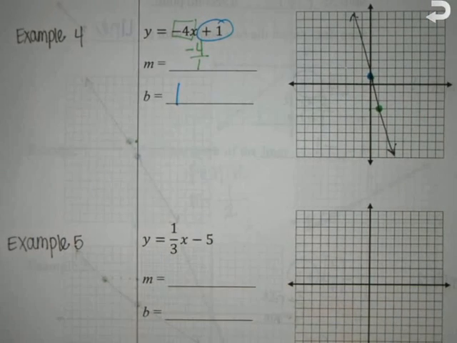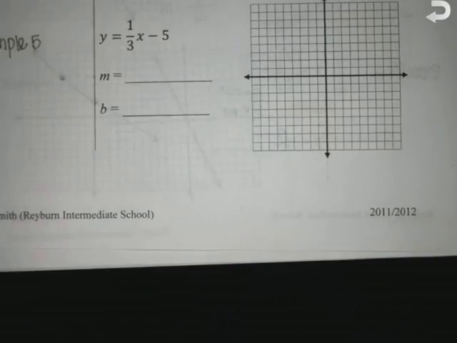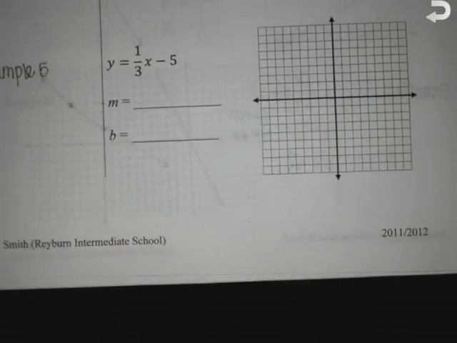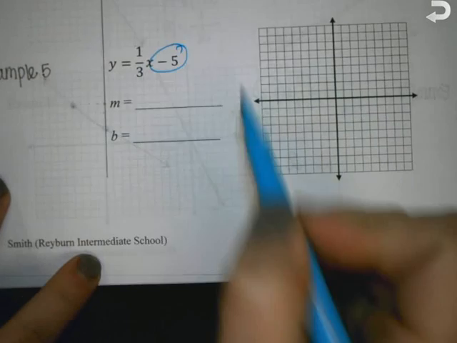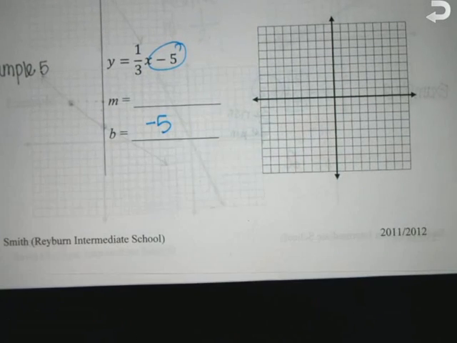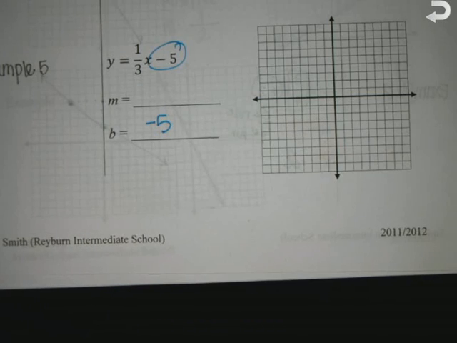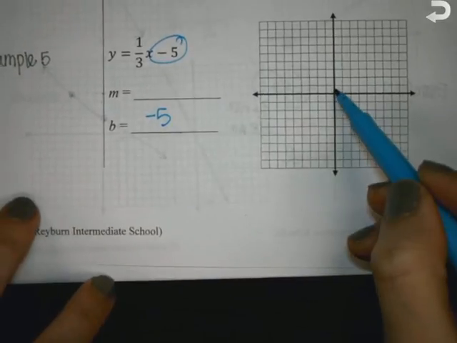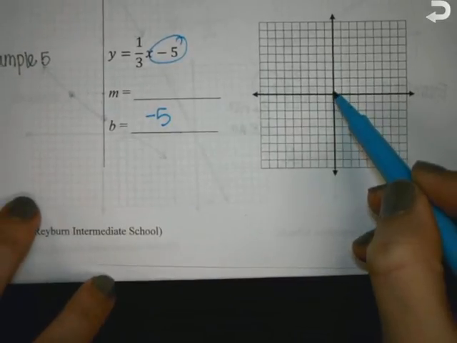Number 5. I need to find the y-intercept first. Hannah, what is it? Negative 5. Okay, Caleb, how do I graph negative 5? You go down. From where? From the 0, in the middle. And I go how many? Negative 5. Down. 1, 2, 3, 4, 5, and I put a point there.